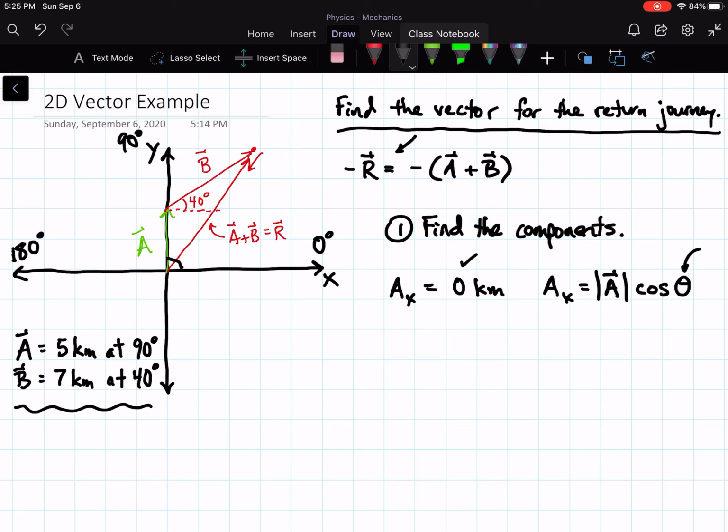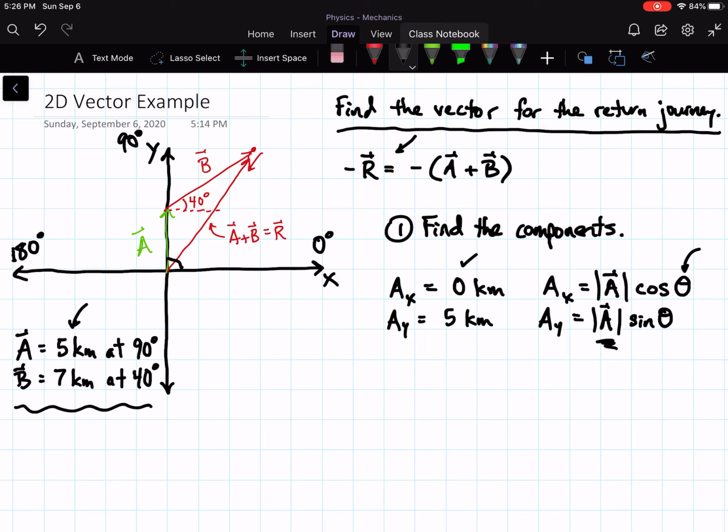Now, for A y, like I said, it's all in the positive y direction. So if the magnitude of A is this 5 kilometers, then we can just write down 5 kilometers, because it's all in the positive y direction, so positive 5 kilometers. And the more general equation is magnitude of A, so that 5 kilometers, times sine of theta. In this case, theta is equal to 90 degrees, sine of 90 degrees is 1, and so we just get back whatever the magnitude of A is, which is 5 kilometers in this example.